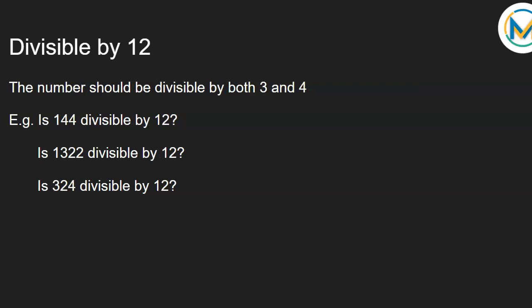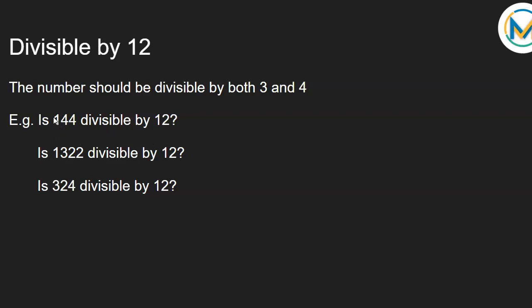And the final test in this video is test of divisibility by 12. The number should be divisible by both 3 and 4. So this is similar to 6. In 6, the number should have been divisible by both 2 and 3. Here it should be both 3 and 4. So is 144 divisible by 12?